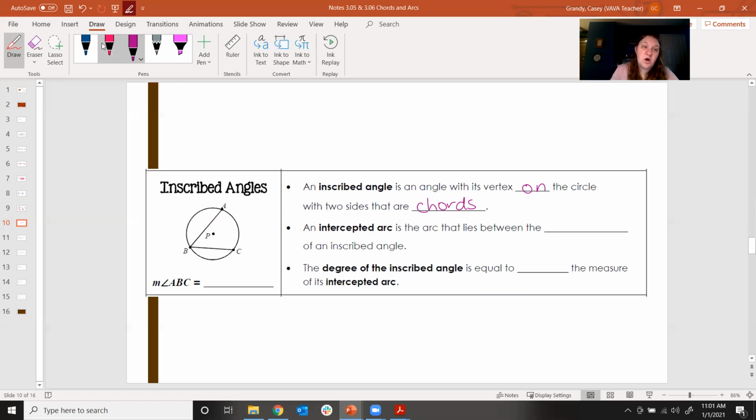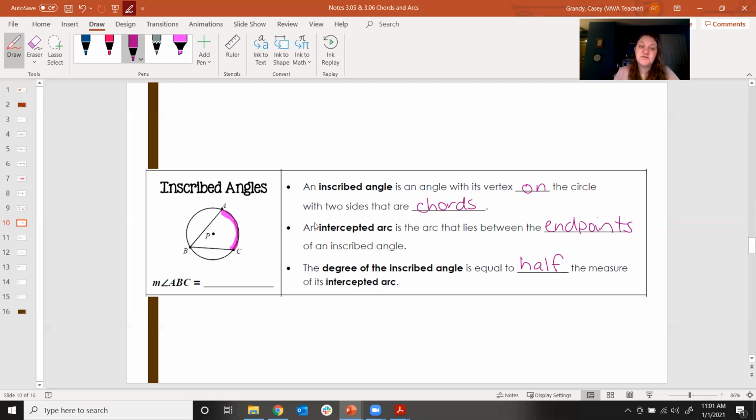The intercepted arc is the arc that lies between the endpoints of the inscribed angle. So your intercepted arc here would be here. That's the intercepted arc. The degree of the inscribed angle is equal to half the measure of the intercepted arc.